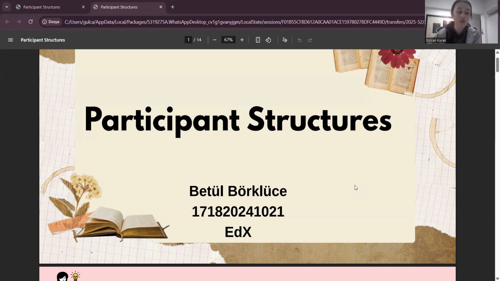As you know, last week we talked about turn taking, question types, nonverbal cues, and storytelling. So today we are going to look at participant structures.